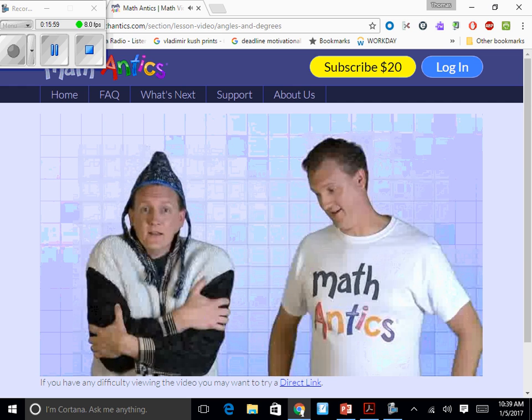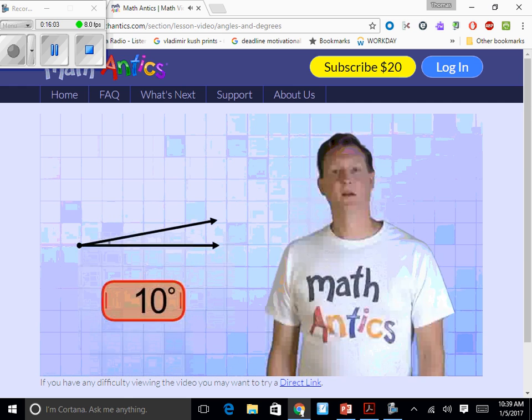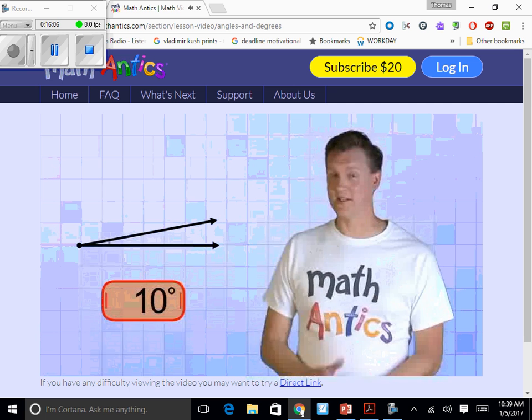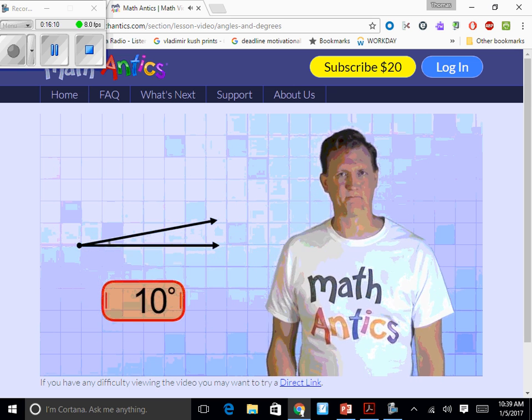So we can see that a 10 degree angle is still a very small angle. So let's keep going, but a little bit faster this time. All right, that's 15 degrees, 20, 25, 30, 35, 40, and 45.